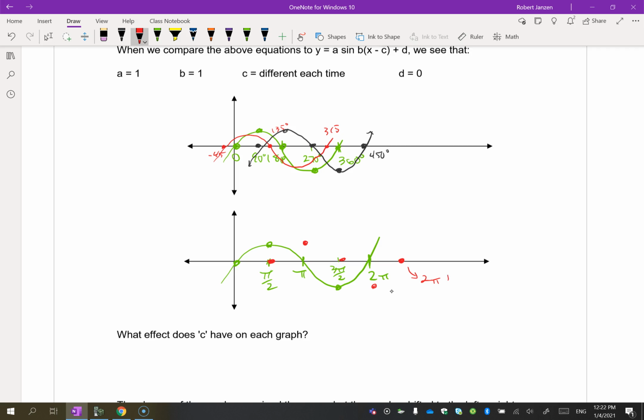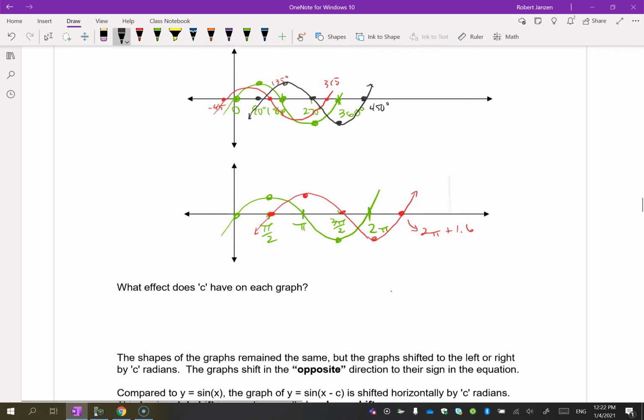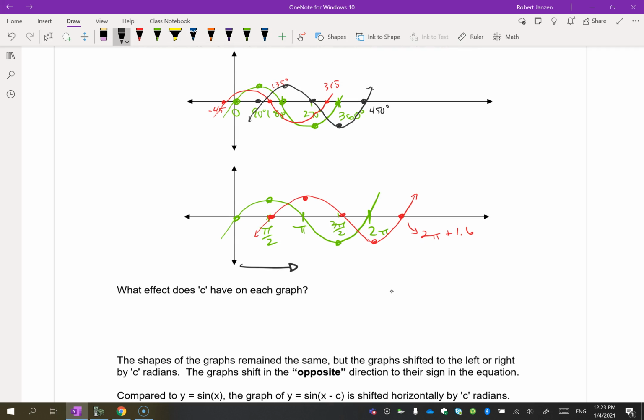Now what is this unit? This is 2 pi plus 1.6. So it looks like that. Let's try this one. This one says go right pi units. So we're going to take all of our dots and move it that far, pi units. So our first dot would go all the way to here. Our second dot would go all the way to here. Our third dot would go to here, and then to here, and then to here. This is going to be 3 pi.